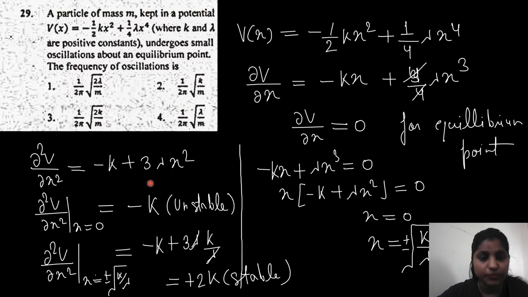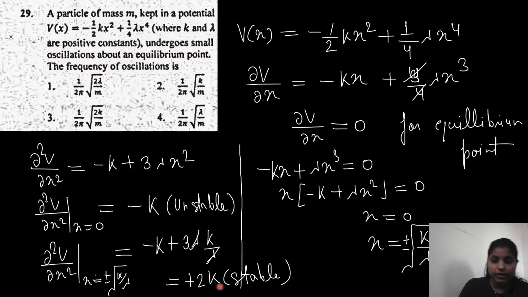Now put in the values of the equilibrium points. First I put x equal to 0. So del 2V over del x square is negative. Negative means maxima, and maxima means an unstable point. And at the other equilibrium point we got a positive value. Positive value means minima, and minima is a stable point.